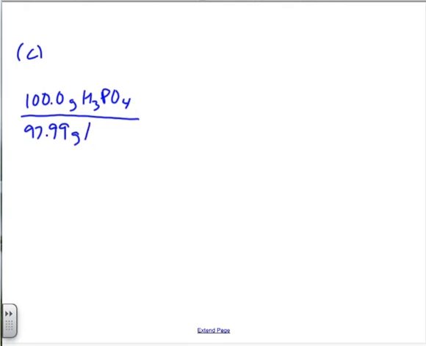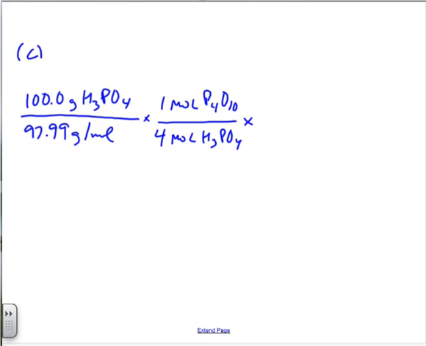So for P4O10, I'll take my 100 grams of phosphoric acid that I intend to get, divide that by its molar mass to convert from grams to moles. I'll multiply by my mole ratio. 1 mole of P4O10 is needed for every 4 moles of phosphoric acid. And then finally, in the last step, I'll convert from moles of P4O10 to grams by multiplying by its molar mass.